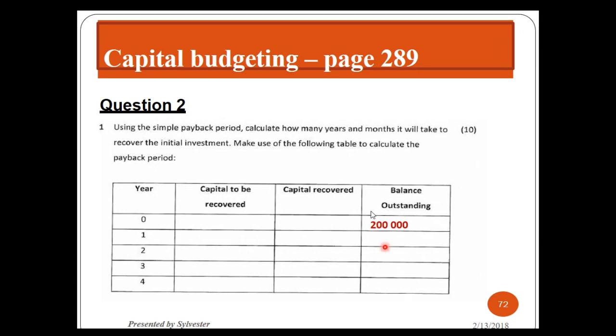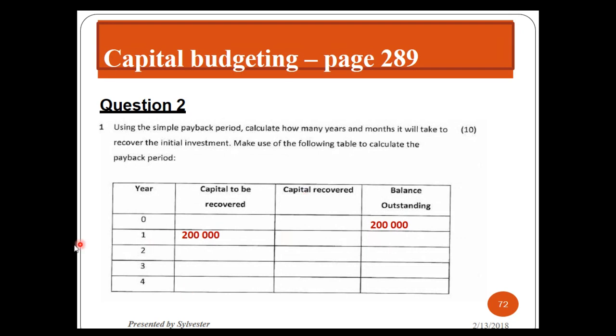200,000. This 200,000 is the one that I need to recover. So that's why here I'm just going to say at year 0, at the beginning of year 0, I want to recover this amount of 200,000. But how much did I recover from year 1?